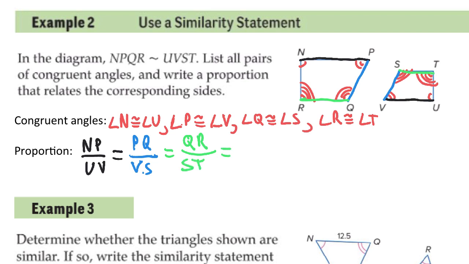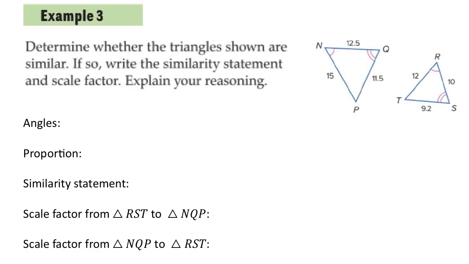And finally, we've got RN, 4 to 1, following TU, 4 to 1. All right, again, the angles will save the day here. Let's look at example 3.